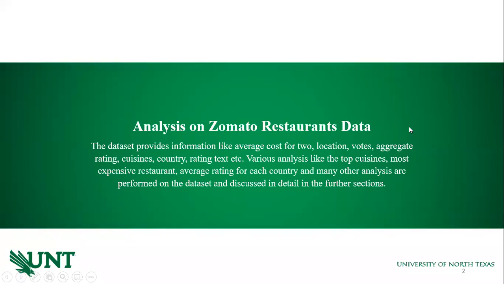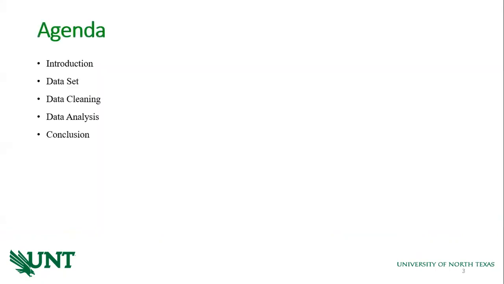So coming to the analysis on Zomato restaurants data, the dataset provides information like average cost of two, location, votes, aggregate rating, cuisines, country, rating text, etc. Various analyses like the top cuisines, most expensive restaurant, average rating for each country, and many other analyses are performed on the dataset and discussed in detail in further sections. This is the gist about the dataset and the analyses performed on it.